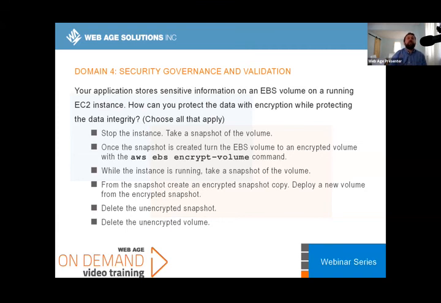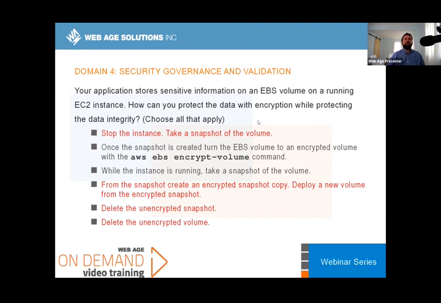Answer D, from the snapshot, create an encrypted snapshot copy, deploy a new volume from the encrypted snapshot. That is going to be a correct answer because that's the only way to encrypt a volume: create a snapshot, create an encrypted copy of that snapshot, and then deploy a volume from the encrypted snapshot. And then answers E and F, delete an unencrypted snapshot and delete the unencrypted volume, both apply. So for all of these four, A, D, E, and F are going to apply for this part.